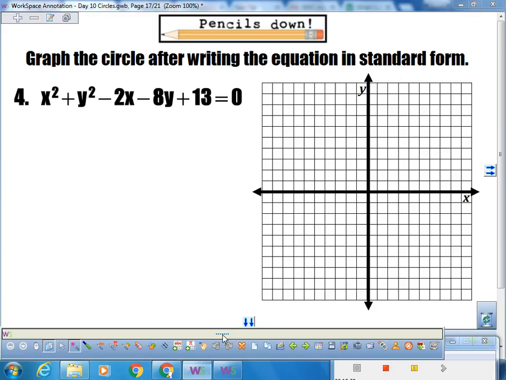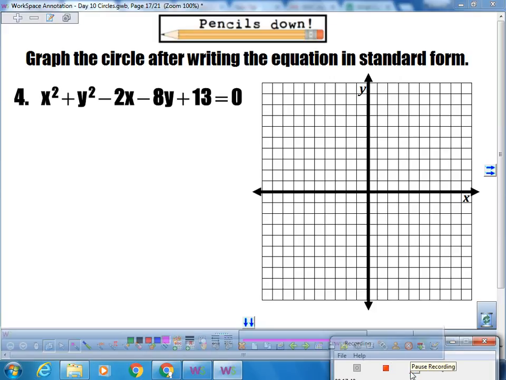You got to separate everything, right? And complete the square. So work together on that. You got to complete the square twice. All right, let's see if you did it the way I do it.